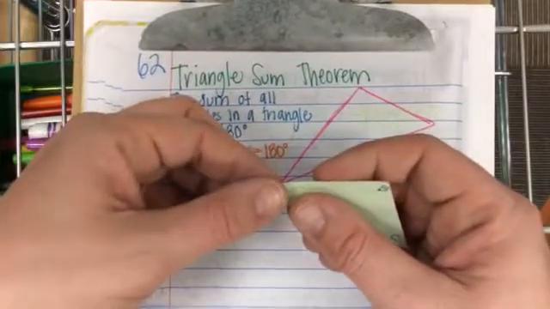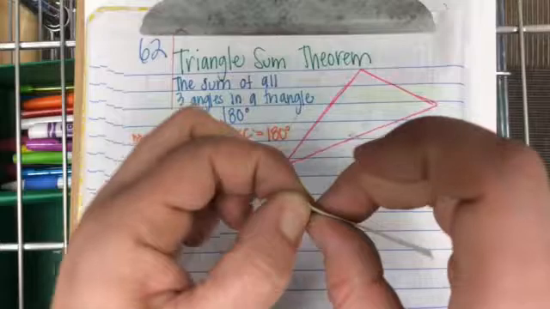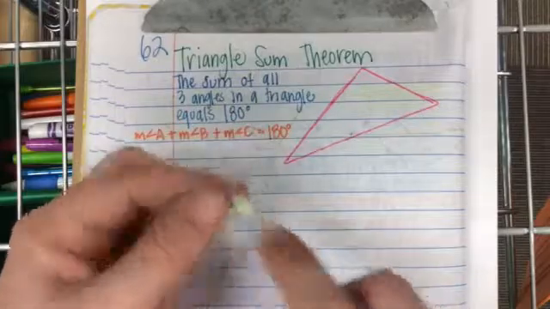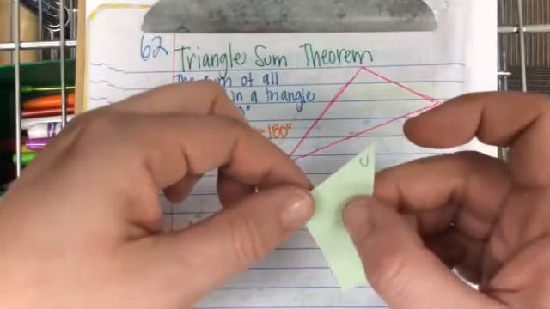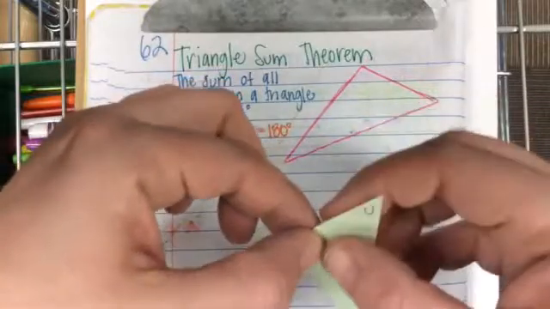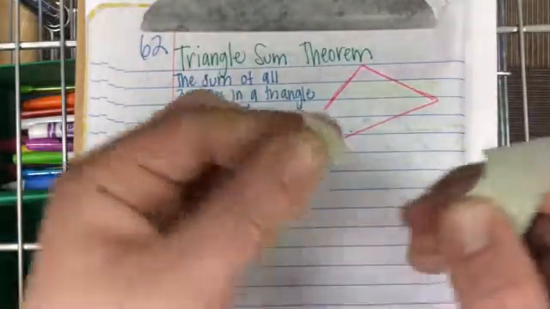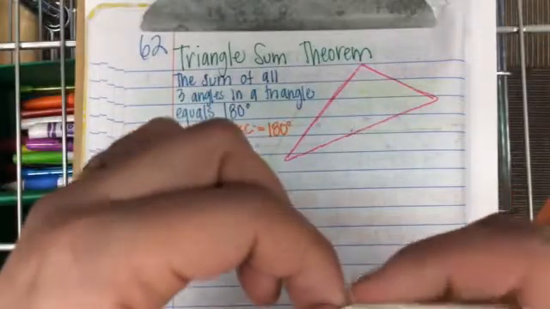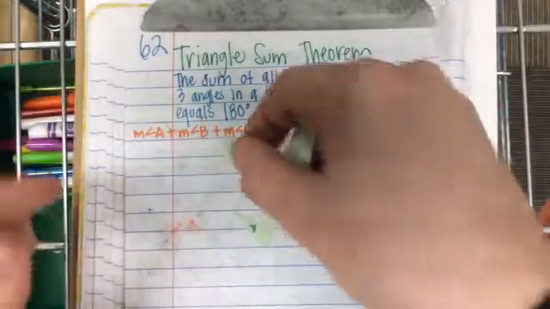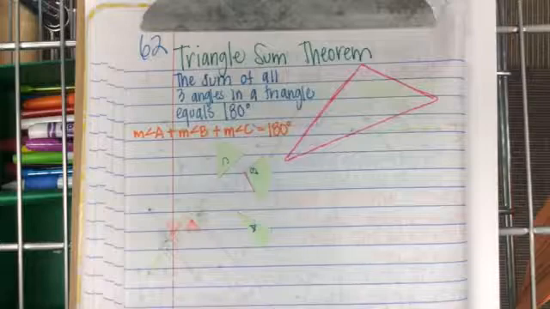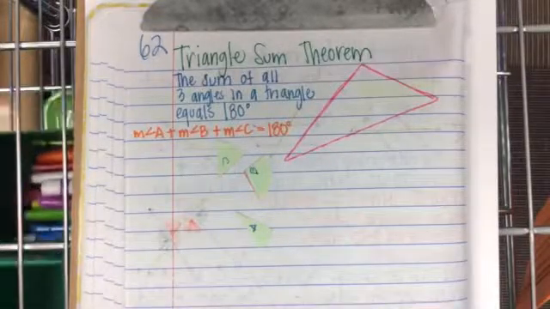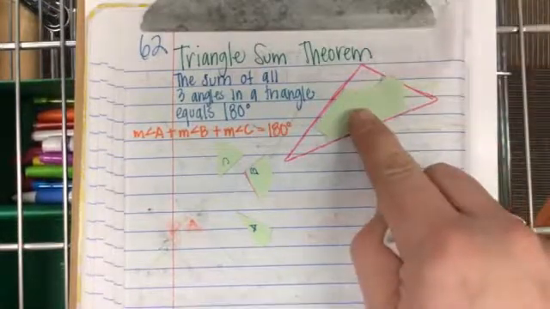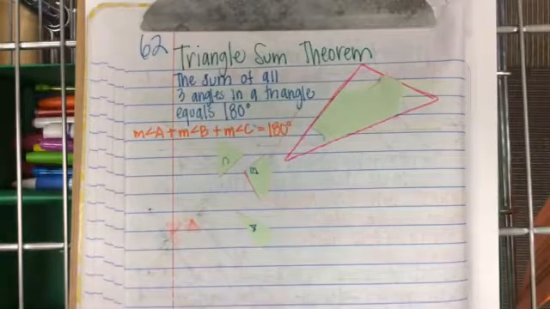I'm going to cover up A with my thumb, and I'm going to tear it off, because I want the letter A to be in that angle that I just tore off. I'm going to do the same thing to B, put my thumb over it, and tear it off. And C, and tear it off. I'm going to glue this back in here, my middle part of my triangle, just so that I have a spot for it.